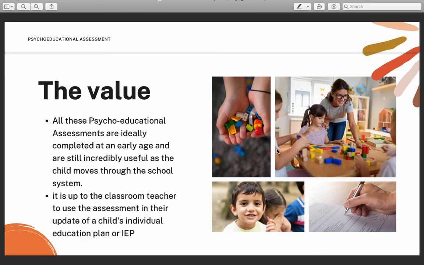Now, all this information contained in this report can help us now and several years in the future. It is up to the classroom teacher to use the assessment in their update of a child's individual education plan or IEP. So it's very useful, mga teachers, and even for the parents, reviewing your child's psychoeducational assessment would give you an idea on how to help your child learn best. What are their strengths and what are their weaknesses? Okay.